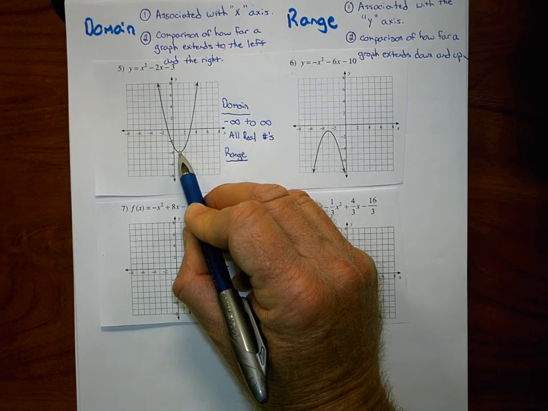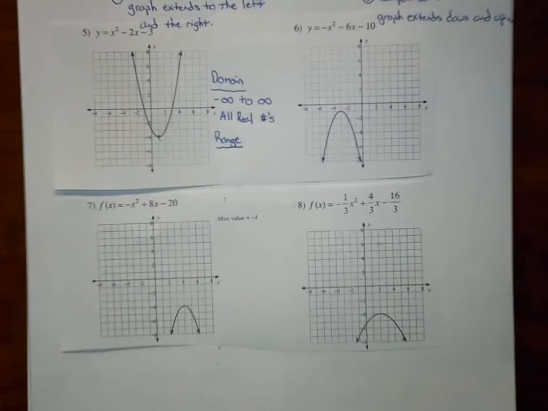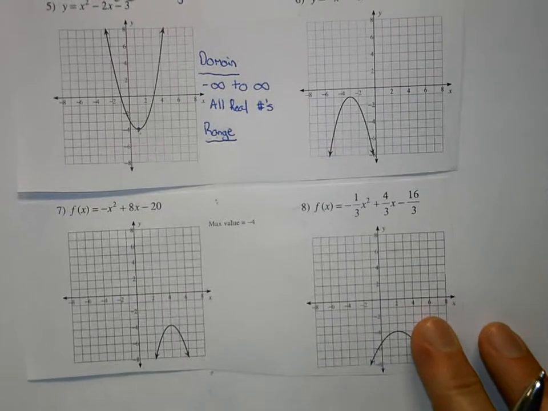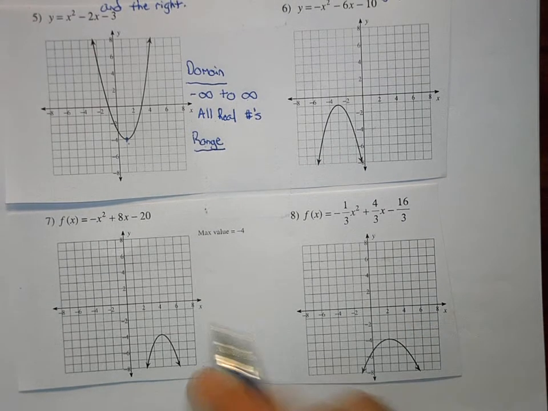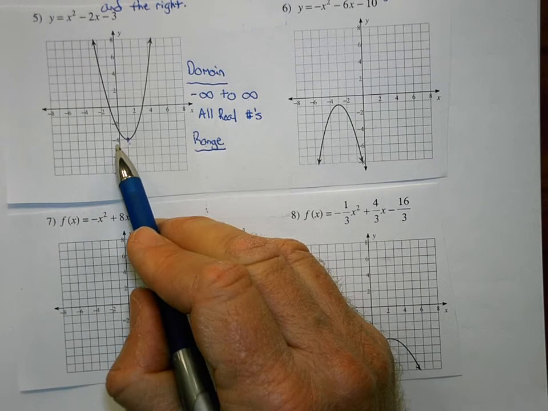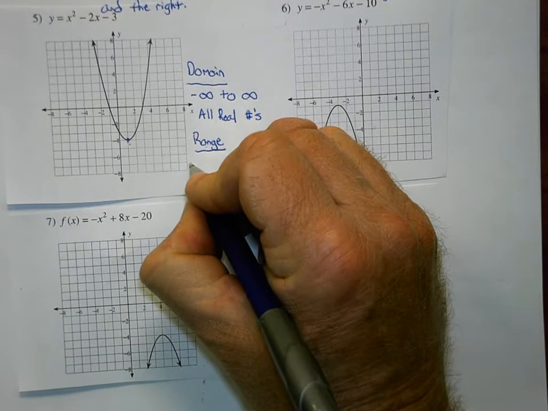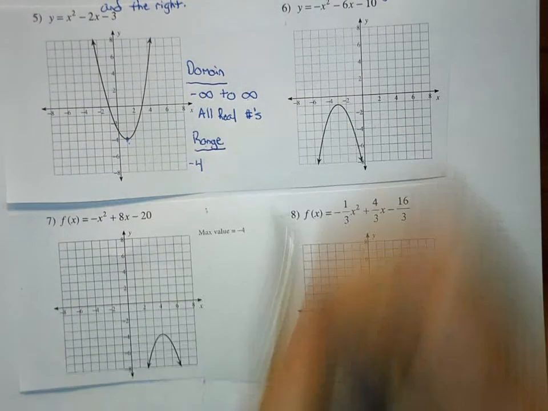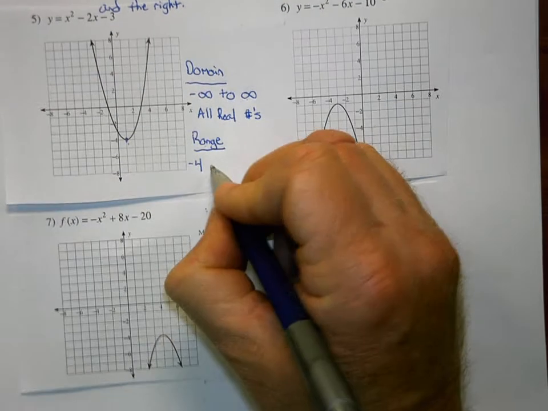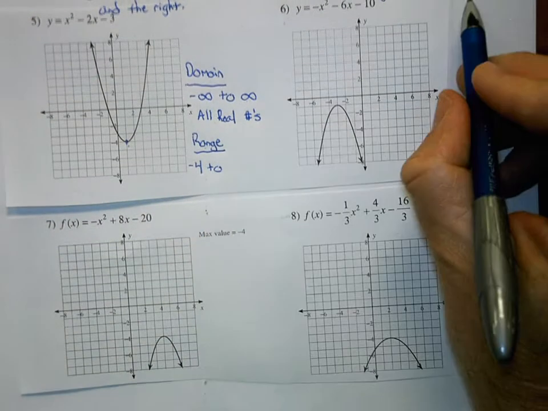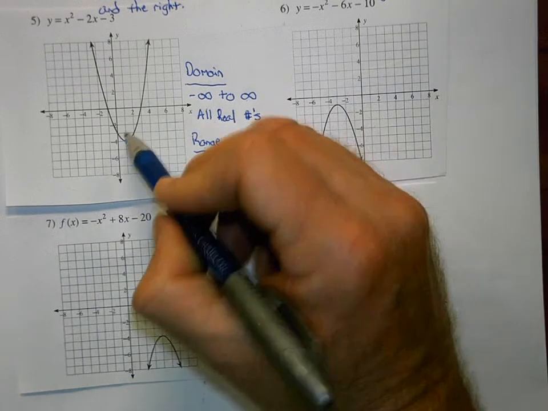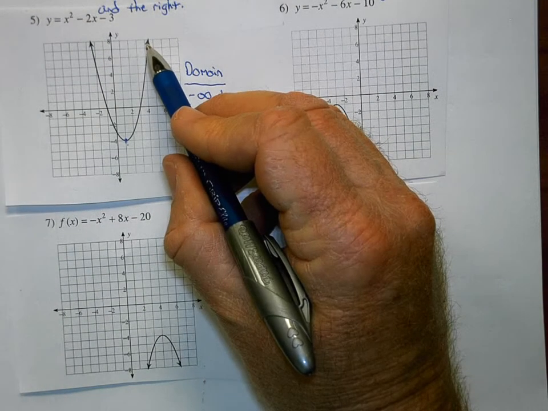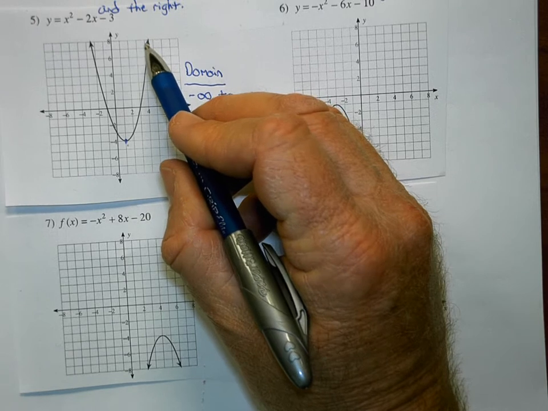What number on the y-axis does this graph stop going down at? Is that -4? Great question. Is it -4? Right there? Yeah. So the range goes down to -4, and then it's a comparison of how far does the graph go up. Infinity. Does this graph stop going up at some value? No. Or does it keep going up forever?